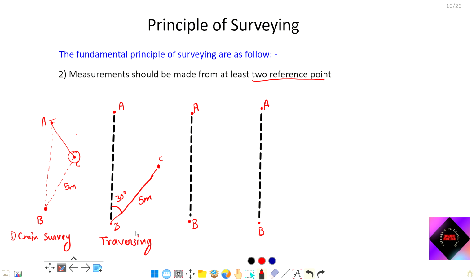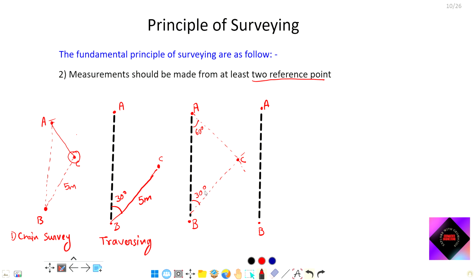For example, we don't know the distance from any point. We just know the angular measurements, that C is such that it makes an angle of 60 degrees with A and 30 degrees with B. Then we just measure the angles, and where these angles cut, that point will be our C.